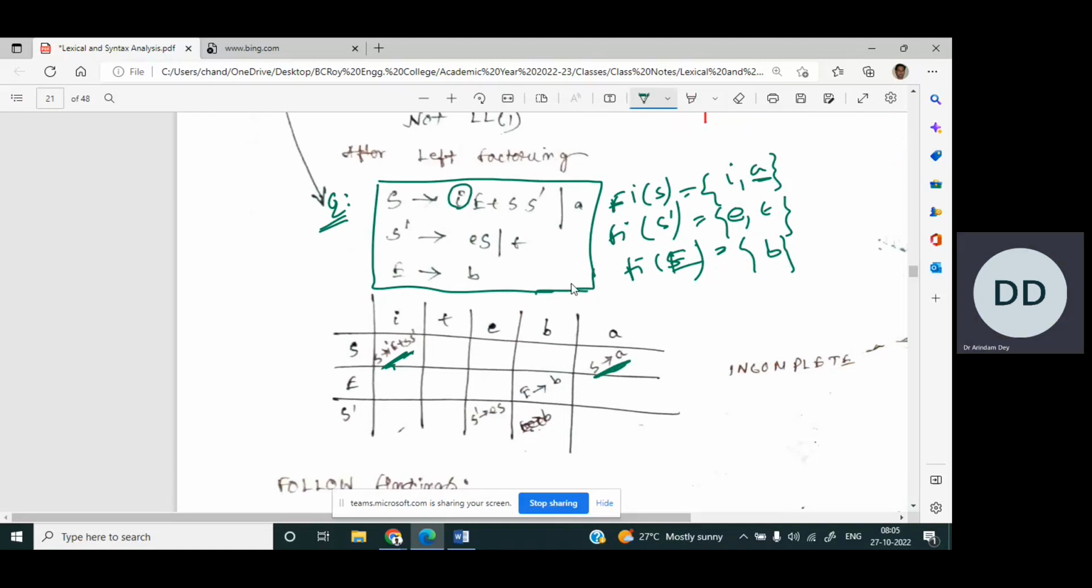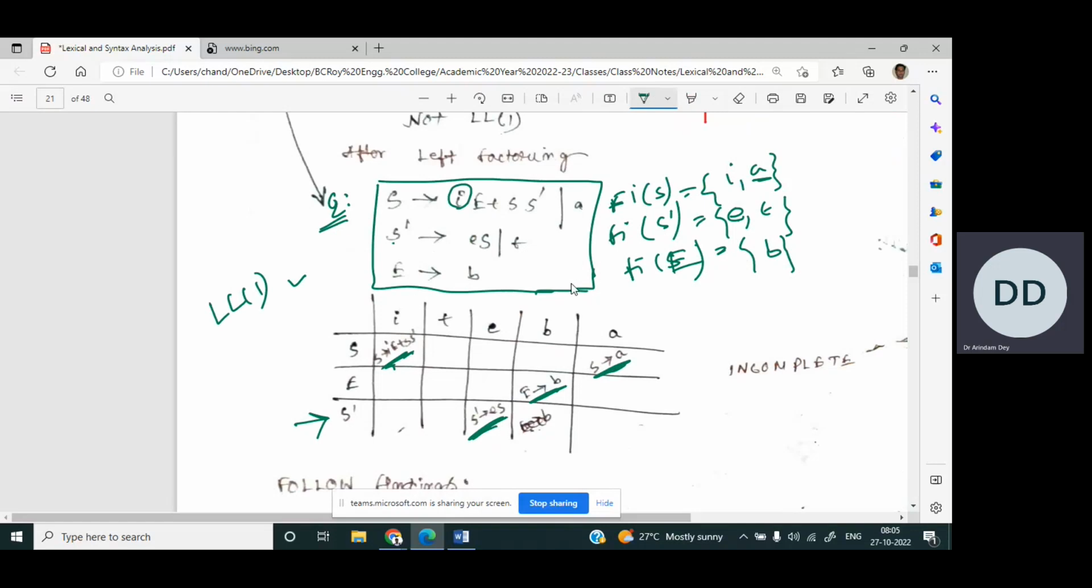In the same way, for S dash, E and epsilon, correct? So S is generating E, so E is there. You can check for this S dash. For E, it is B, so E to B is there. There is no problem with the table. That means no conflict arises over here. So the grammar I can tell as of now is LL1.